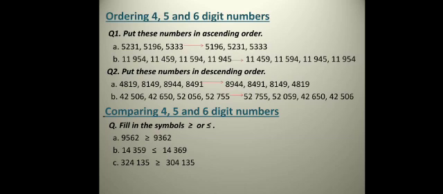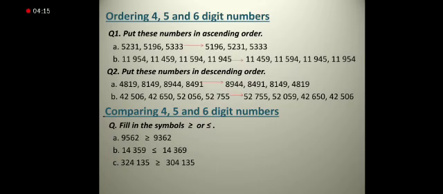Part B. 42,506, 42,650, 52,056, 52,755. In descending order, we arrange it like 52,755, 52,056, 42,650, 42,506.